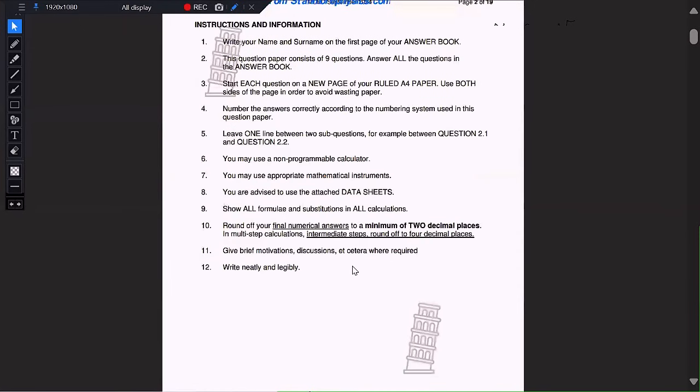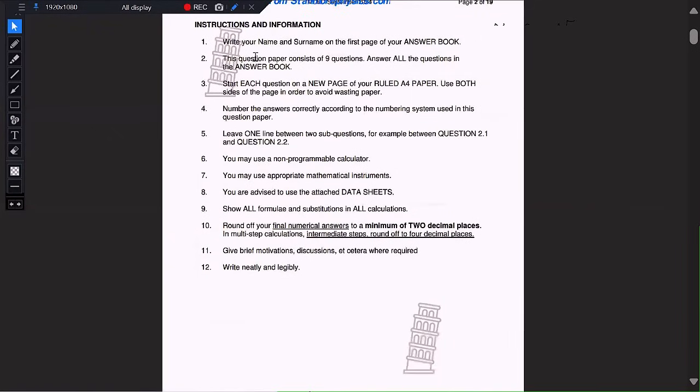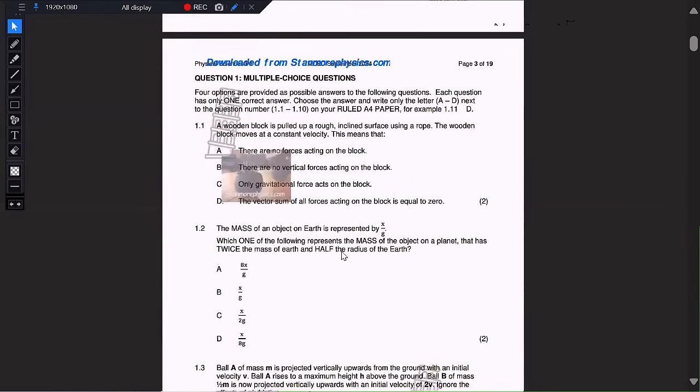They say this question paper consists of 16 pages and 3 data sheets. Right, so you will go through the information. I hope you went through the information and instructions during your exam. And now let's just go straight to our multiple choice questions. It says question 1, multiple choice questions.